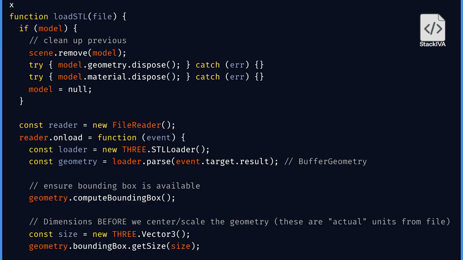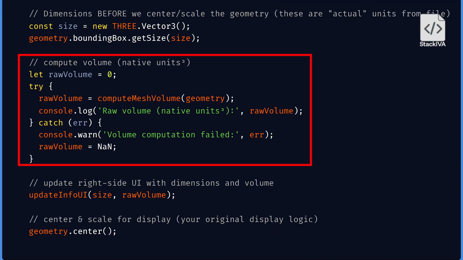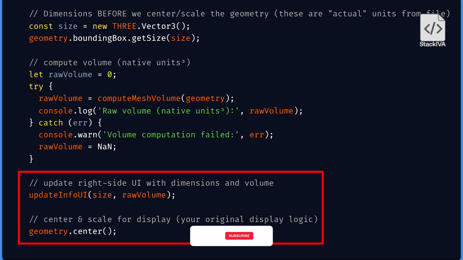When you load an STL, we parse it with Three.STL loader. Before we center and scale the mesh for display, we compute the bounding box to get raw x/y/z sizes. These are the real units exported in the STL file, and then we compute the mesh volume using triangle math. Finally, we update the panel and render the model.